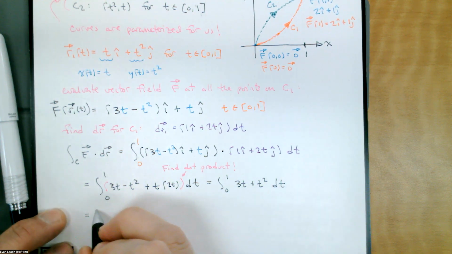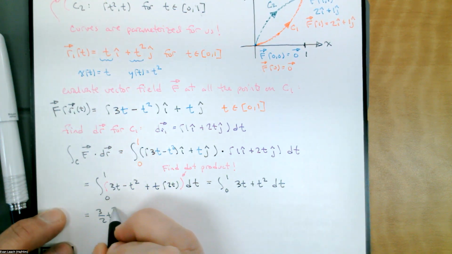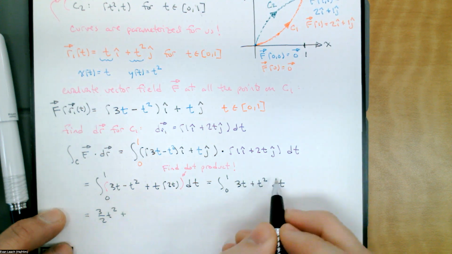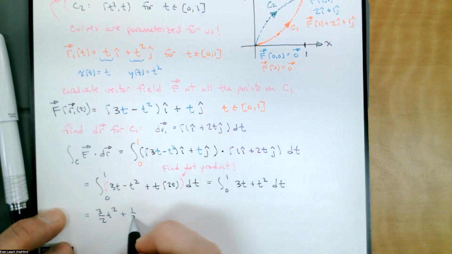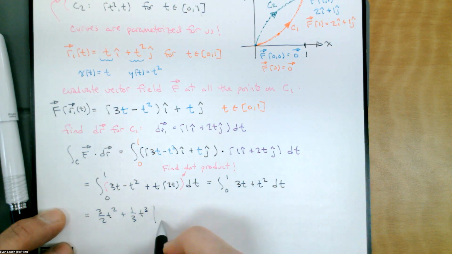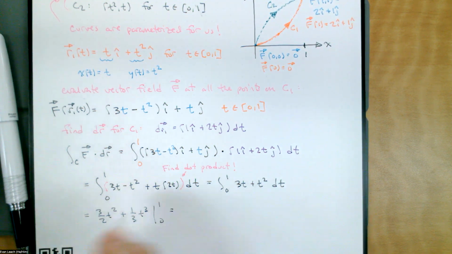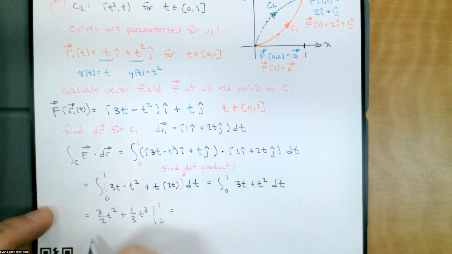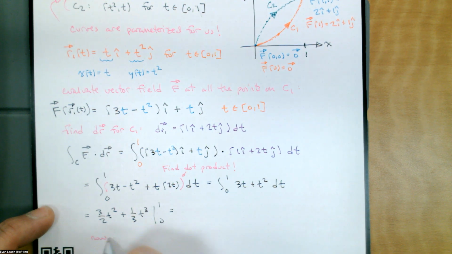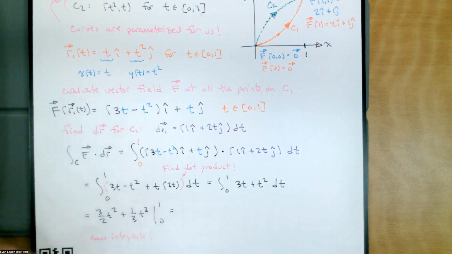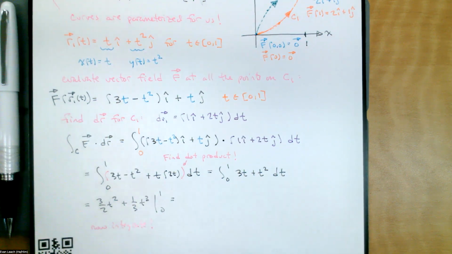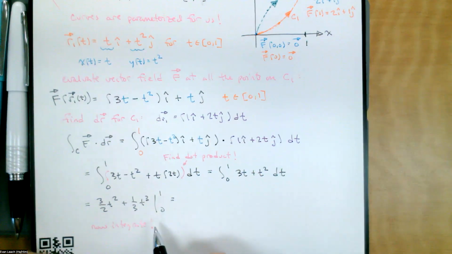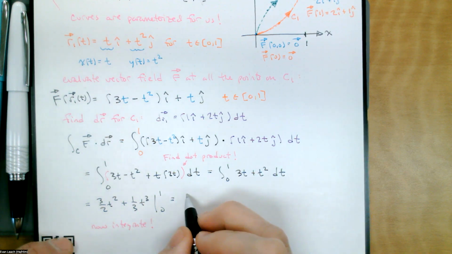The integral of 3t is 3/2 t squared. The integral of t squared is 1/3 t cubed. Evaluate from 0 to 1. So now we integrate and then evaluate at the endpoints. So 3/2.